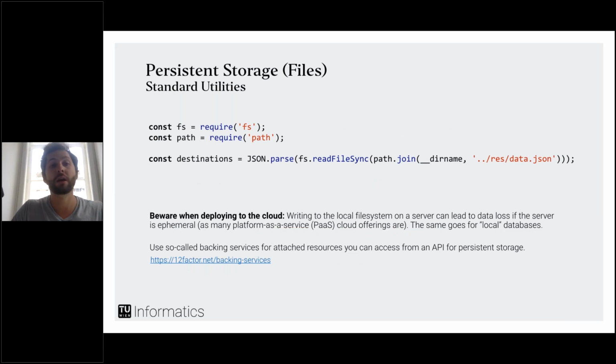Now, persistent storage, specifically files, is also part of the standard utilities. This is an example in the A3 template. We already gave this to you. There is an API that lets you interact with the underlying file system. The nice thing about Node is that it has both synchronous and asynchronous operations, so I think it really depends on your use case.